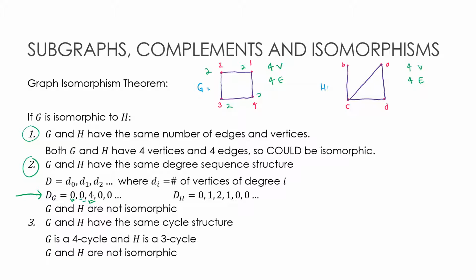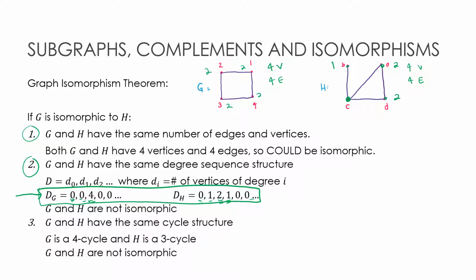If I look at H, how many have a degree of 0? 0. How many have a degree of 1? 1 of them. How many have a degree of 2? 2 of them. How many have a degree of 3? 1 of them, and then zeros from there on out. And as you can see, because these two things are not the same, these are not going to be isomorphic.